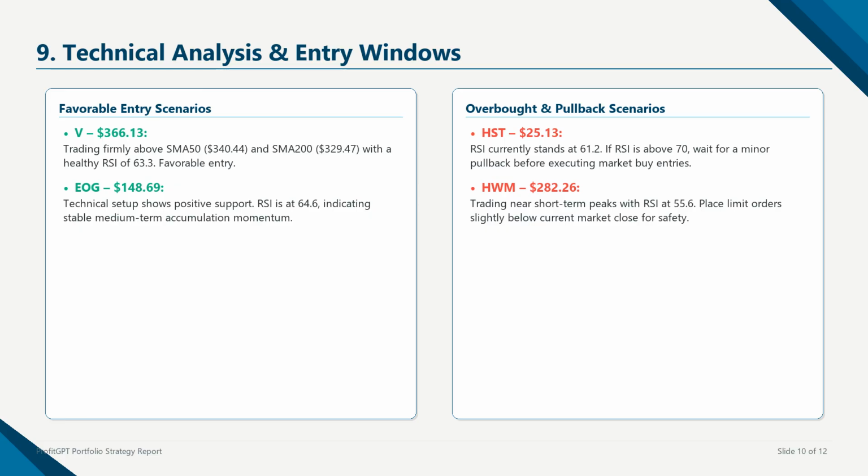V is trading at $366.13, well above its moving averages, suggesting a favorable entry at market. EOG is also trading in a supportive technical zone. HSD has a slightly elevated relative strength index of 61.2. We suggest placing limit orders slightly below current market close to capture minor intraday pullbacks. Lastly, HWM presents an attractive entry point near support, trading close to its 50-day moving average. By setting precise entry targets, we protect our capital from buying at overbought peaks and maximize our risk-reward ratios.